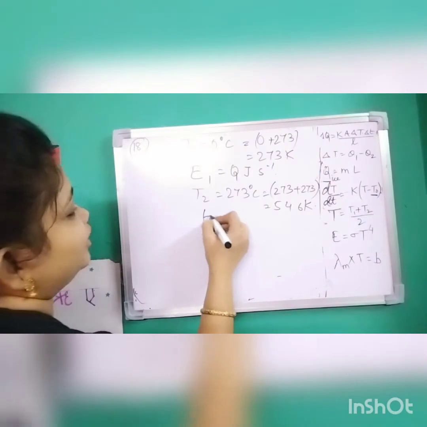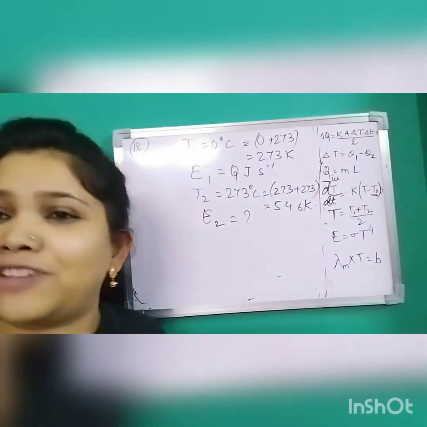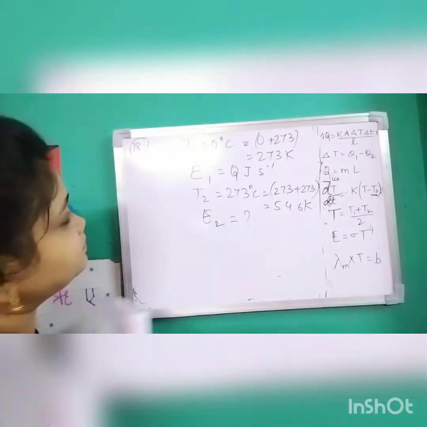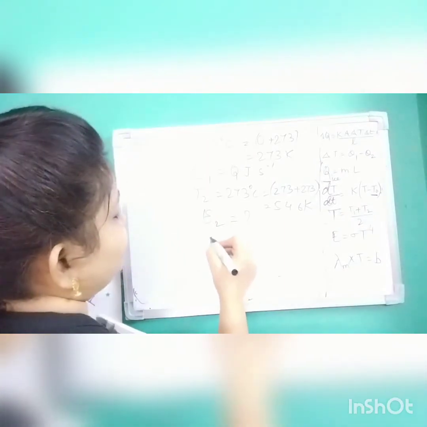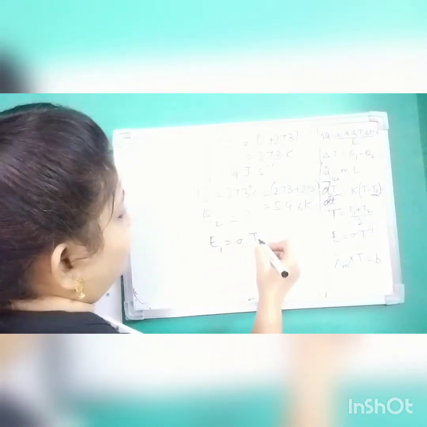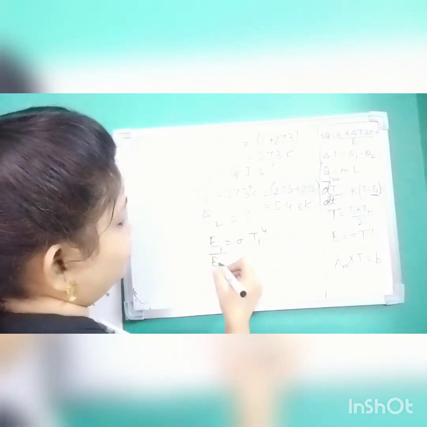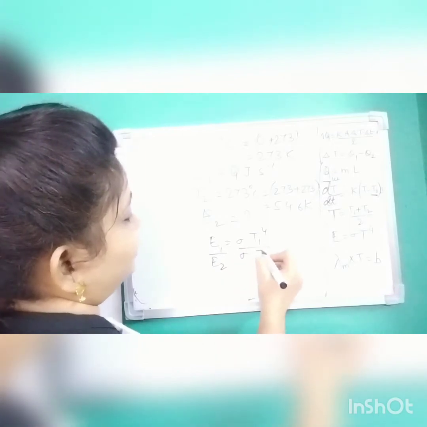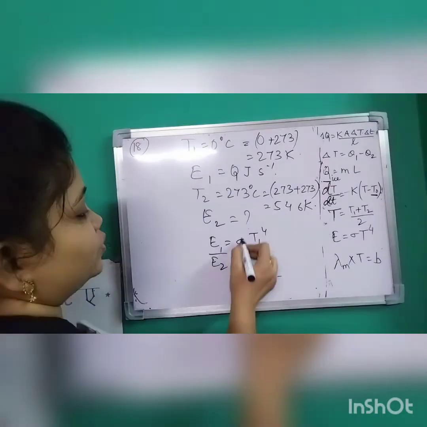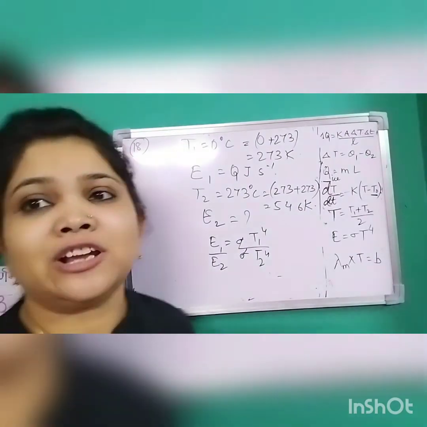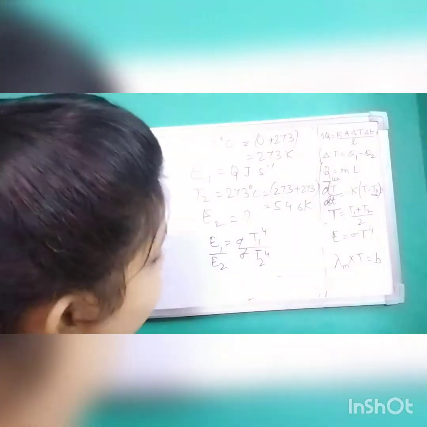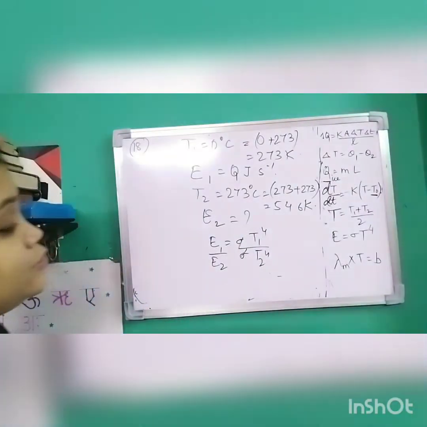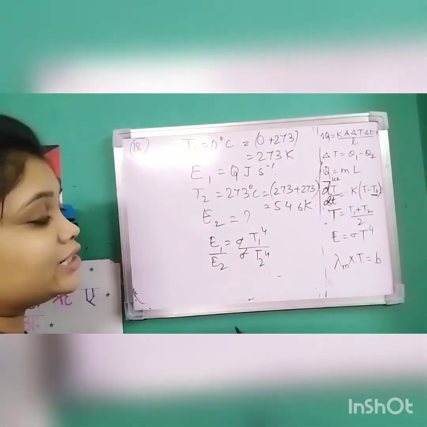We are asked to find out E2. Very easy sum. Okay, so what is the formula? E1 is sigma T1 whole 4 and E2 is nothing but sigma T2 whole 4. So sigma gets cancelled. So E1 by E2 is equal to T1 whole 4 by T2 whole 4. Okay, so all the quantities are known to you.